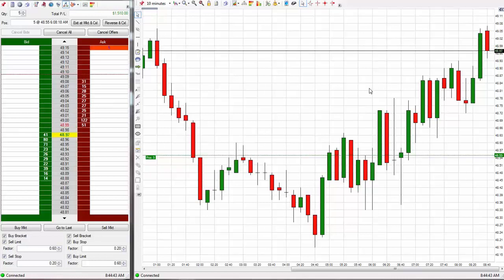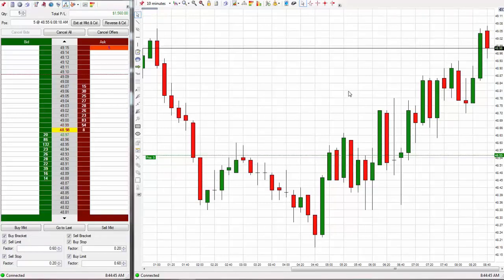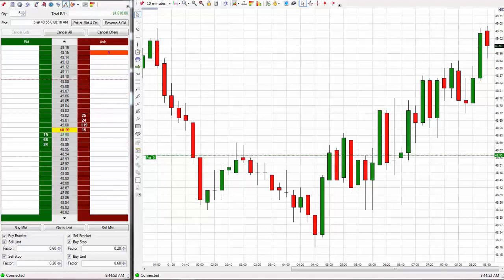I mean, some days are really good and some days aren't. So I'm just going to exit this trade if it starts coming down. If it keeps going up, I'll go ahead and hold it. But I'm going to tighten my stop up to 48.93. I'll be right back.